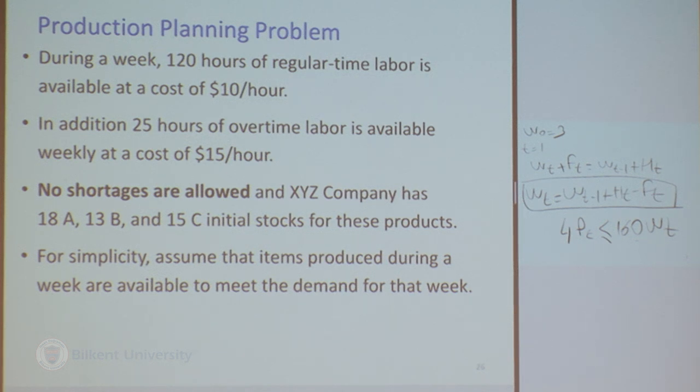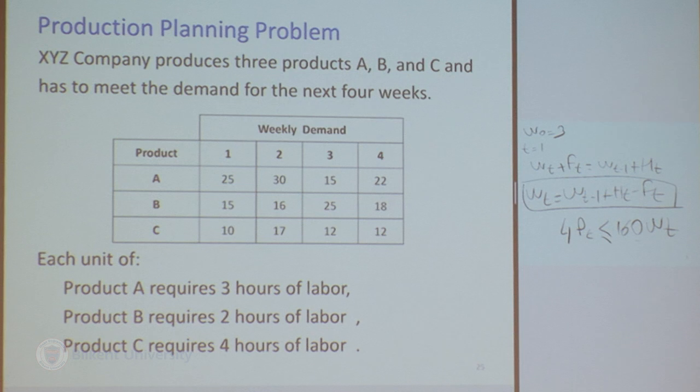But I can also use 25 hours of overtime if it is required. It costs $15 an hour. All right? Regular hours, $10, and in a week I have 120 hours of such. Overtime, I can go at as much as 25 each week, but they're costly, $15 per hour. Okay? No shortages, so any amount that's required in here should be satisfied.